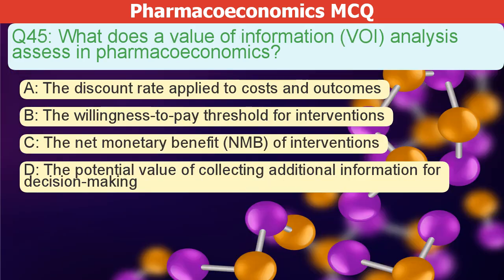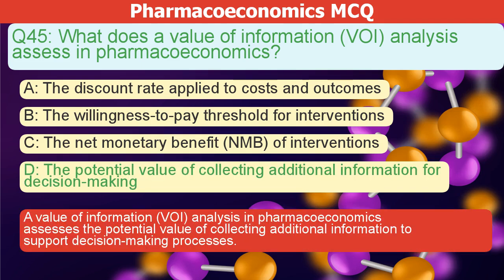What does a value of information analysis, or VOI analysis, assess in pharmacoeconomics? A. The discount rate applied to costs and outcomes. B. The willingness to pay threshold for interventions. C. The net monetary benefit, or NMB, of interventions. D. The potential value of collecting additional information for decision-making. The correct answer is D. A value of information, VOI, analysis in pharmacoeconomics assesses the potential value of collecting additional information to support decision-making processes.